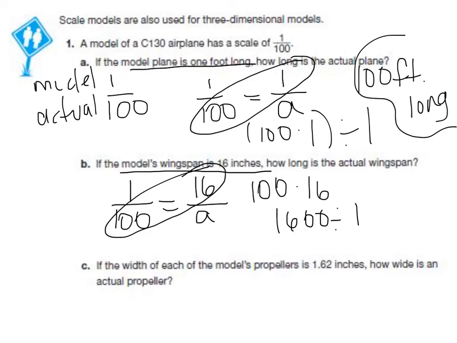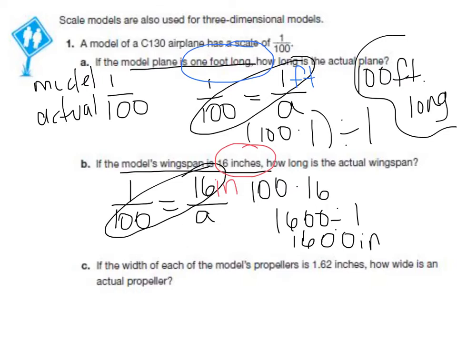So the wingspan is actually 1600, and in this case it's inches, because we dealt in inches. It says 16 inches, so this 16 represents 16 inches. On the first one, this 1 was a foot, because it said 1 foot long.